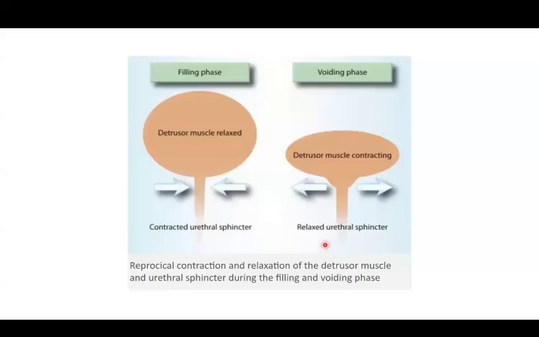This picture shows the filling and voiding phase. Here we can see the reciprocal contraction and relaxation of the detrusor muscle. In the first picture, the detrusor muscle becomes relaxed and the sphincter contracted, so the bladder gradually becomes filled. And in the next picture, the urethra becomes relaxed and the detrusor muscle contracts, and it is the voiding phase.